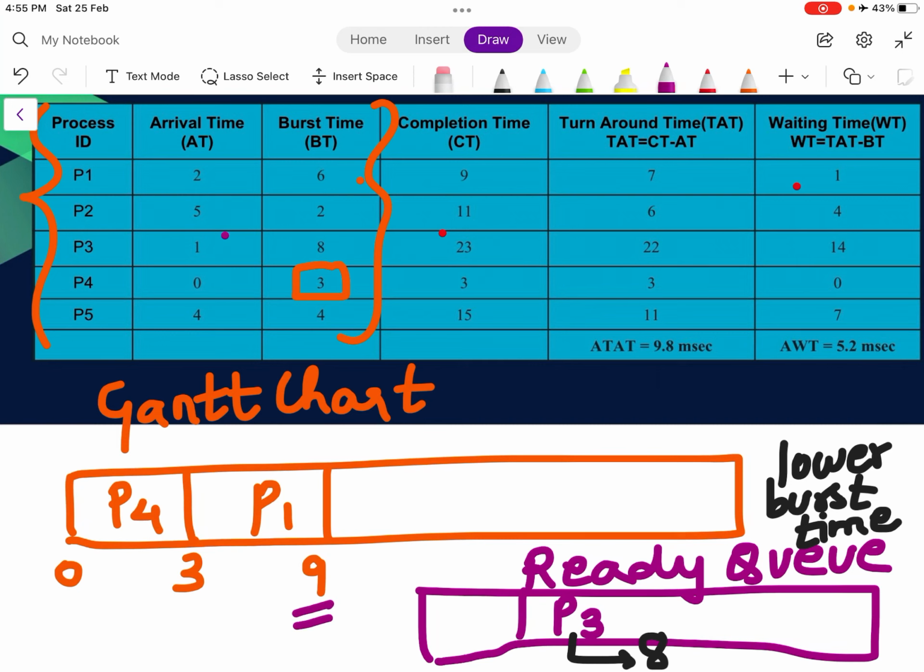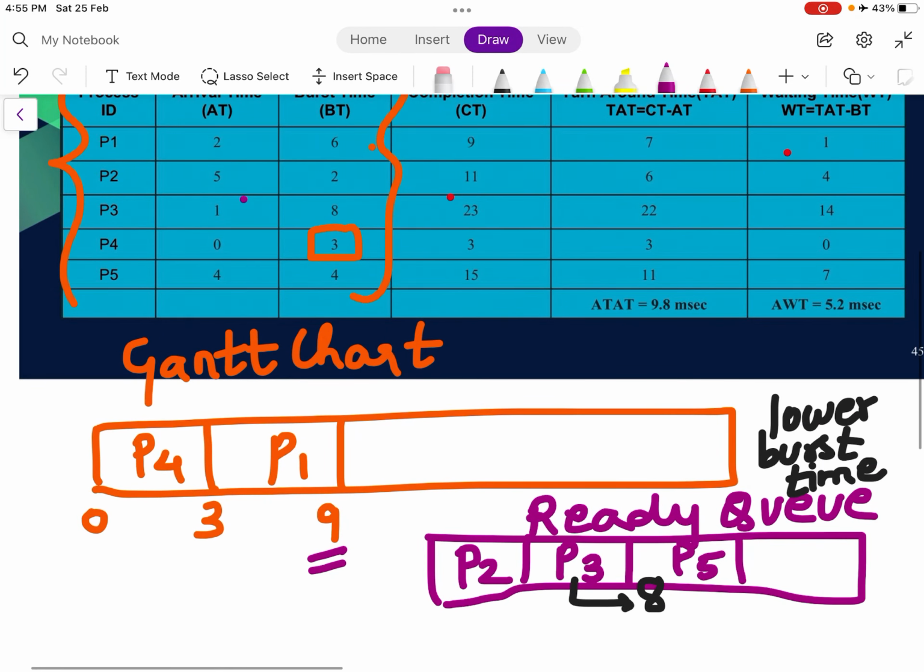The processes which have their arrival time less than or equal to 9 will arrive. So P2 will arrive. P3 is already present. P4 is already executed. And P5 will also arrive. Now amongst P2, P3, P5, the one with the lowest burst time. So P2 burst time is 2 units and P5 burst time is 4 units. So P2 has the lowest burst time. So P2 will be allocated to the CPU. So 2 plus 9 is 11.